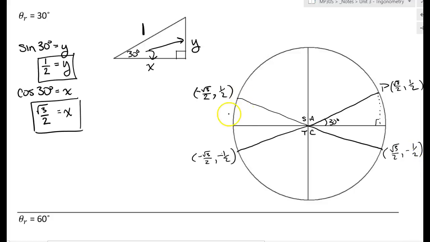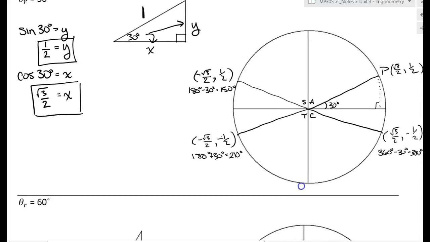Now again, we can probably practice figuring out our actual angles using our reference angle. So this would be 180 degrees minus 30 degrees equals 150. This is 180 degrees plus 30 degrees. So that's going to give us 210. And this guy is going to be 360 degrees minus 30 degrees is 330 degrees. So now we're done with our 30-degree triangle.